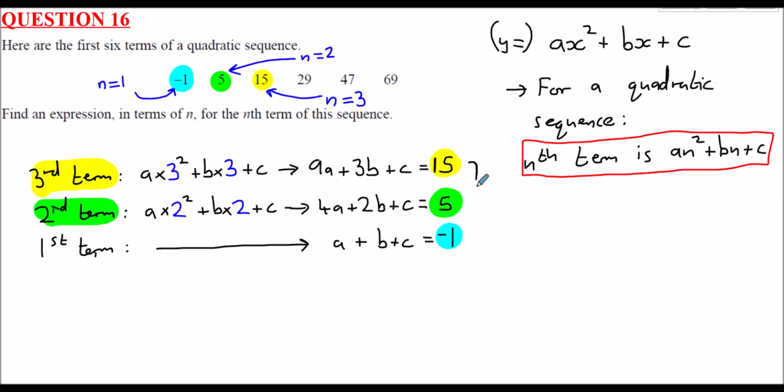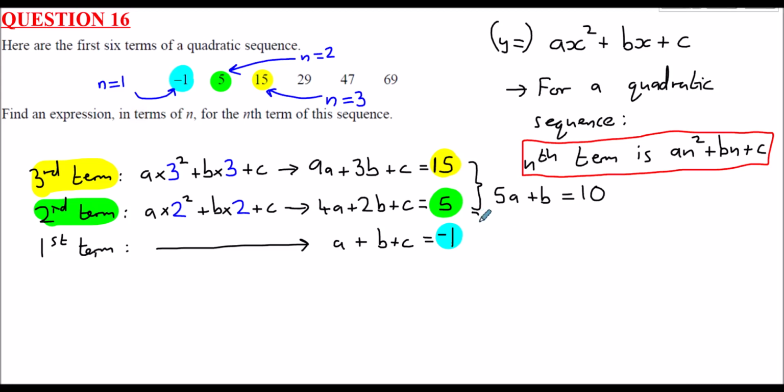So if I look at these first two here and do the top one subtract the middle, I'd have 9a take 4a, which gives me 5a. 3b take away 2b gives me 1b. c take away c, the c's cancel. I then get 15 minus 5, which is 10.